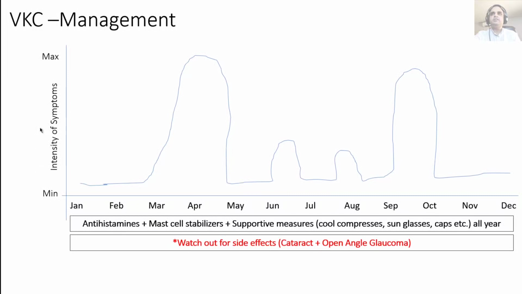So this is the intensity of your symptoms between minimal and maximal. And remember, the symptoms usually never disappear. In vernal keratoconjunctivitis, they could be at a minimum level, which is described as a baseline level shown by this line here. And then they can get worse beyond that baseline.